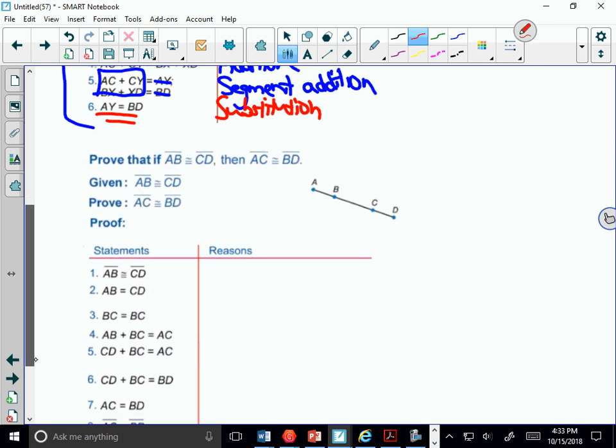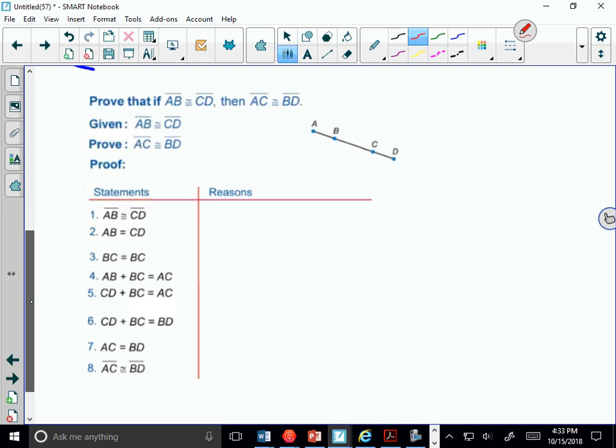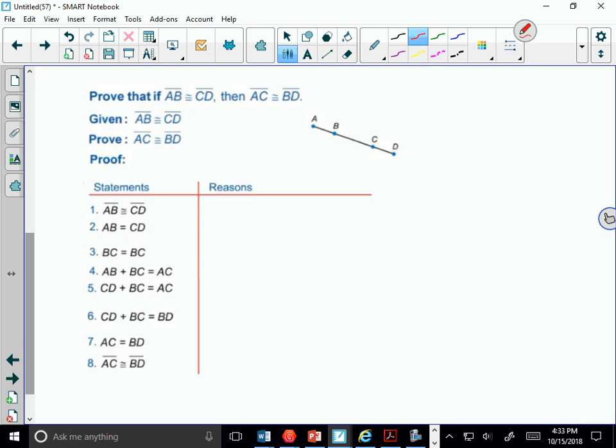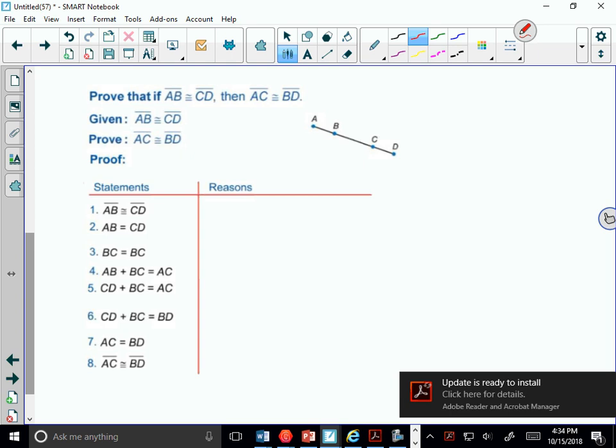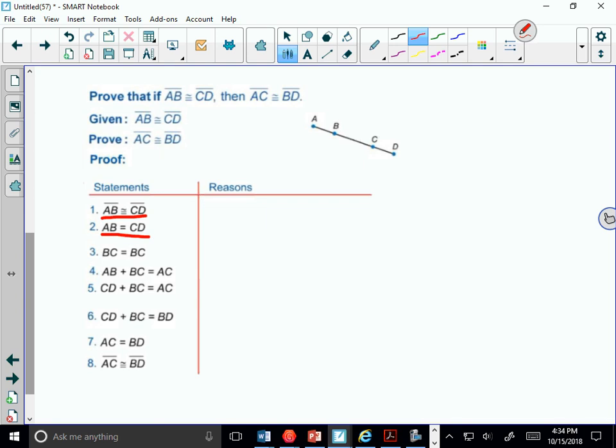I'm going to get you started on this one, because this one is what I was talking about, distinguishing between this notation and this notation. The first thing they gave me in this proof is just my given. They said that AB is congruent to CD. That's given. But then they basically say the same thing in the second one. AB equals CD. They're talking about measures there. My reasoning for that is definition of congruence.